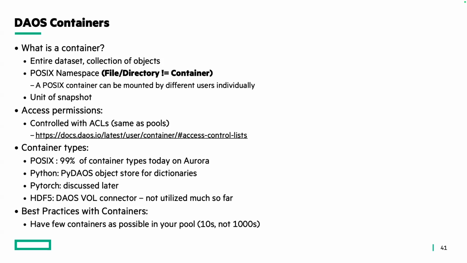John touched on this a bit, but I want to emphasize it again because we've seen it a lot. A container is not a file. A container is not a directory. A container is a data set. It's a collection of files, a collection of objects. It's like a mount point, a POSIX namespace, basically. You can have as many files as you want in your container. You will not get issues if you have a billion files in your container.